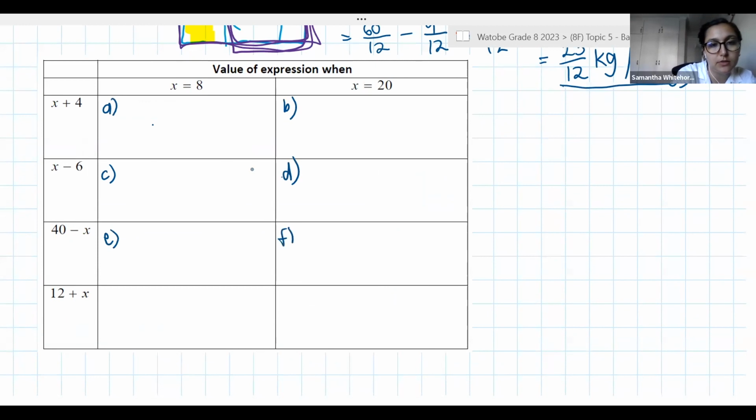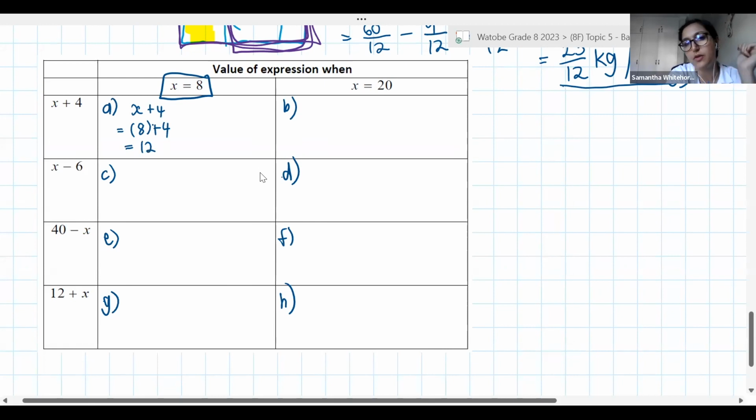E, F, G, and H. So basically what I want is, I'm telling you the value of X, so I want you to find the value of the expression. So if we think about this first one, it's X plus 4. I'm telling you X is 8. So you've got 8 plus 4. And so the value of my expression when X is 8 is 12.